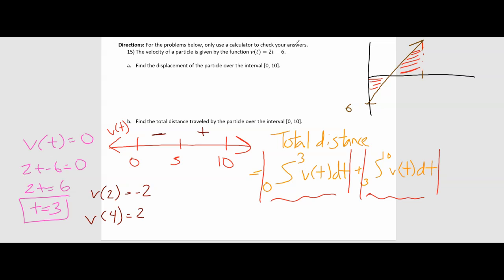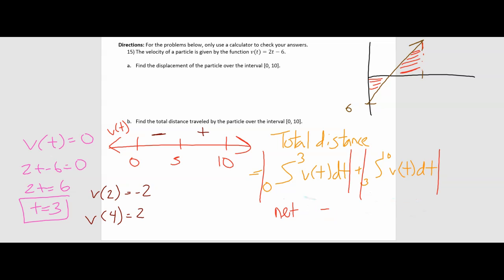Notice that total distance ends up just being a sum of the net distances, right? This is a net distance because it's the absolute value of displacement. This is also a net distance as it is the absolute value of displacement. So if you find the net distances over intervals where the velocity does not change signs, the sum of those net distances will be your total distance. So now we just have to do these integrals by hand.